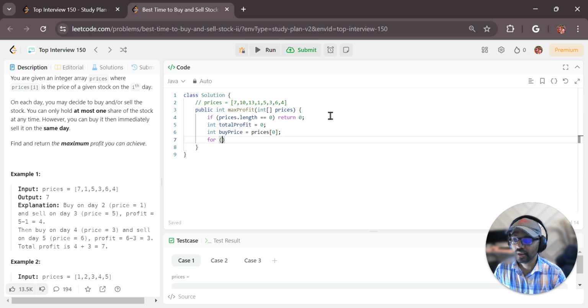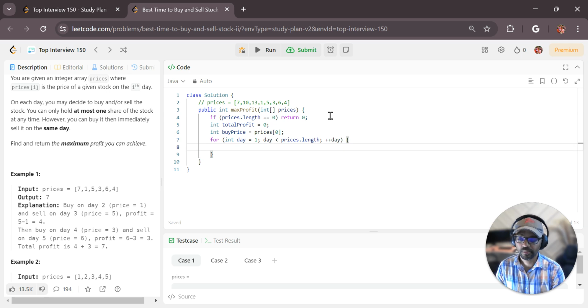Anyway, now since we already did index 0 as the first buy price, we start from 1, and we say day is less than prices dot length, not less or equal to, and plus plus day. Okay, and so now we are going through each day.